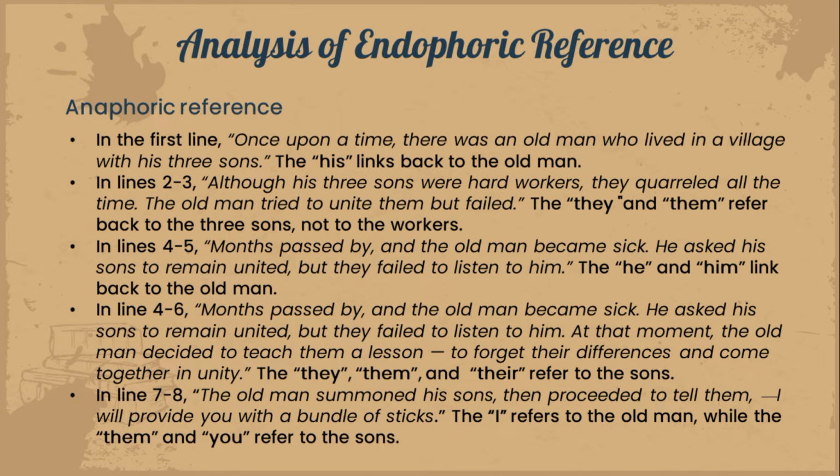And in line 2 until 3, although his 3 sons were hard workers, they quarreled all the time. The old man tried to unite them, but failed. The pronoun they and them refer back to the 3 sons, not to the workers. And the next, in line 4 until 5, months passed by and the old man became sick. He asked his sons to remain united, but they failed to listen to him. The pronoun he and him link back to the old man.